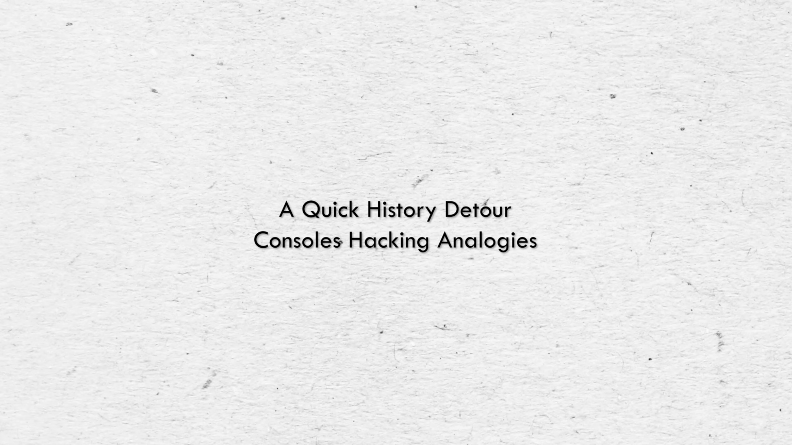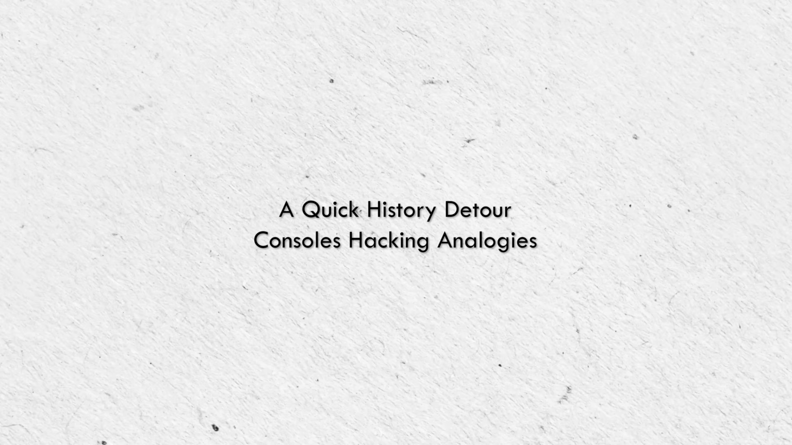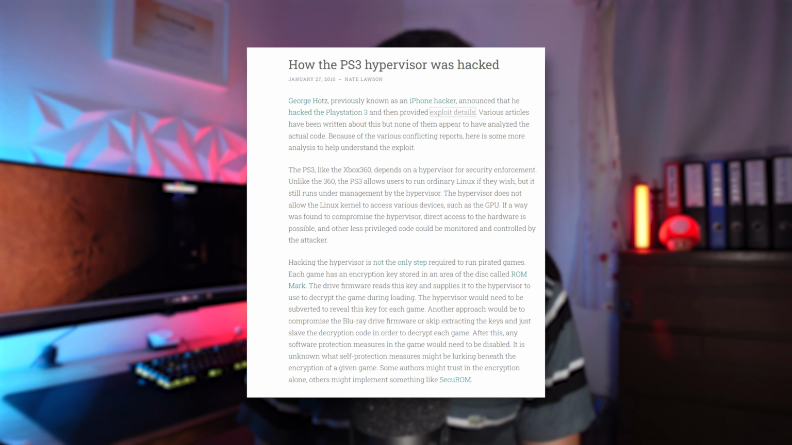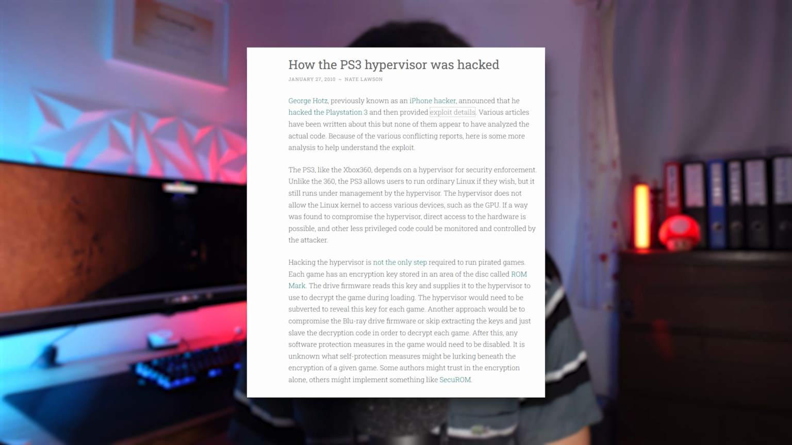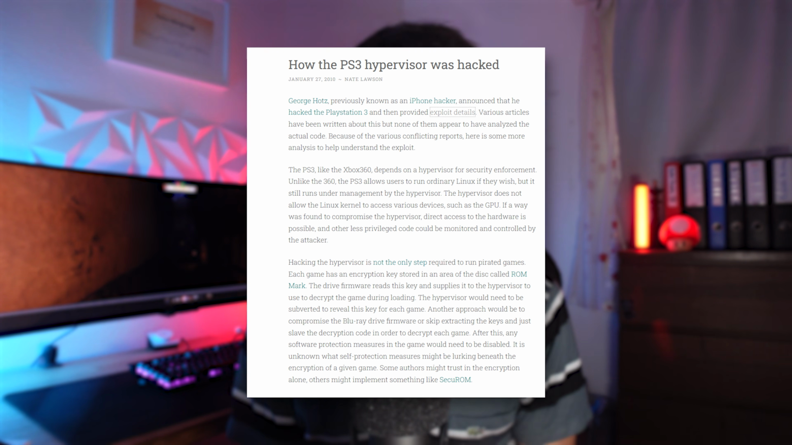A quick history detour: console hacking analogies. To make sure this really sinks in, let's very briefly analogize with a bit of console history. PlayStation 3. This older Sony console actually had a hypervisor for its Other OS feature, which let you install Linux. Hackers like George Hotz, Geohot, found ways to glitch the hypervisor through the Other OS Linux access, and eventually extracted the system's root keys. Once those keys were out, Sony security was effectively nullified, and custom firmware galore followed.